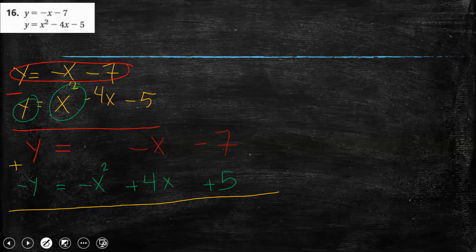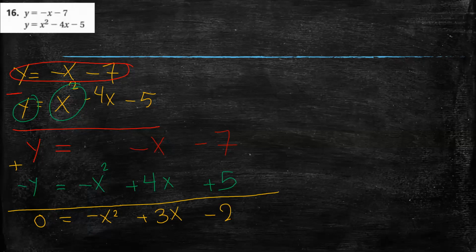Then after that, y minus y is 0. Nothing minus x squared is negative x squared. Negative x plus 4x is positive 3x. And negative 7 plus 5 is negative 2. But before I factorize, look at this, the coefficient of x squared. It is negative 1. What does it mean? That means to make it easy for me, let's take a negative 1 as a common factor. That means let's cancel the negative sign.